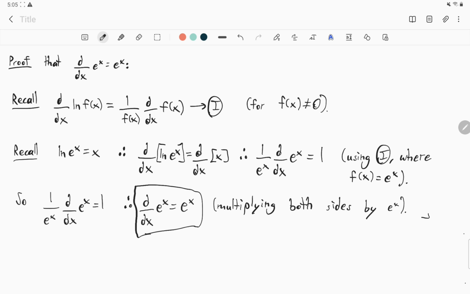Anyways, short little proof. It relies on the derivative of ln of a function. I can prove that result for you if you want as well.